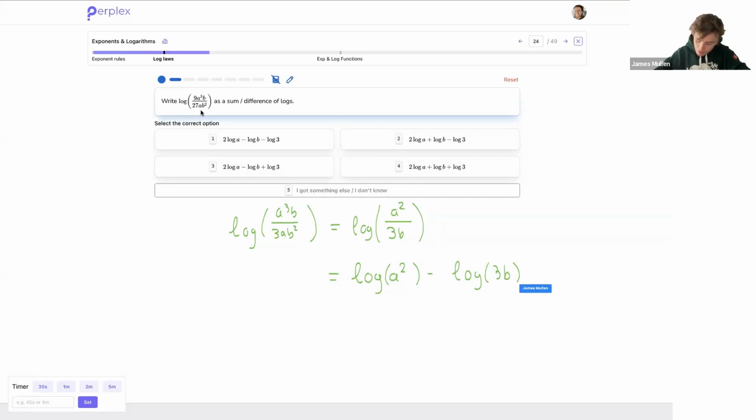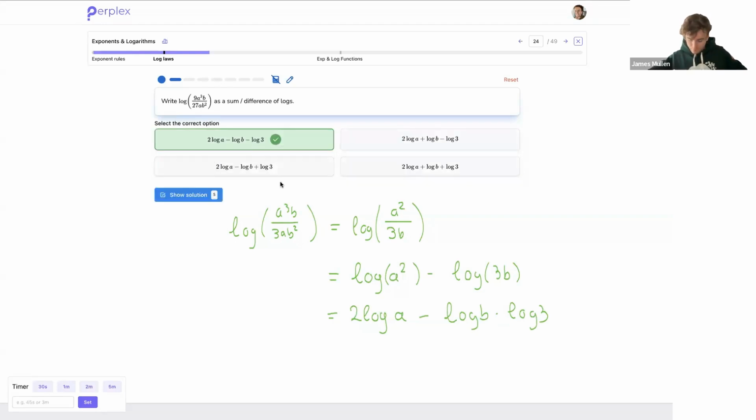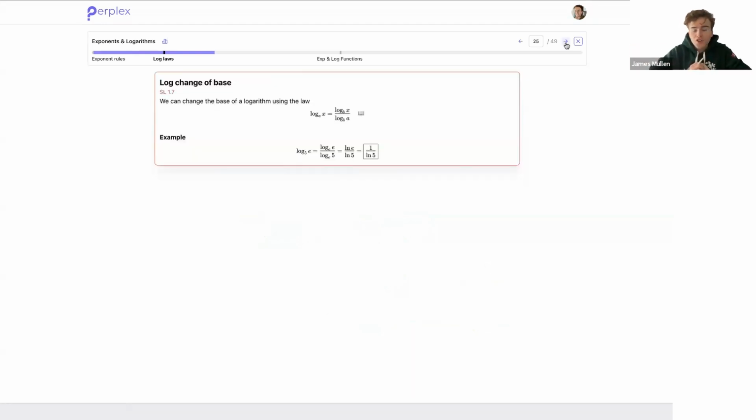Okay, and log a squared I know is 2 log a, and log of 3b is log of 3 plus log of b, but they're both minus, so minus log of b minus log of 3. So where is that answer? I think it's number 1. Yeah. All right, so log change of base. This is a slightly trickier rule.